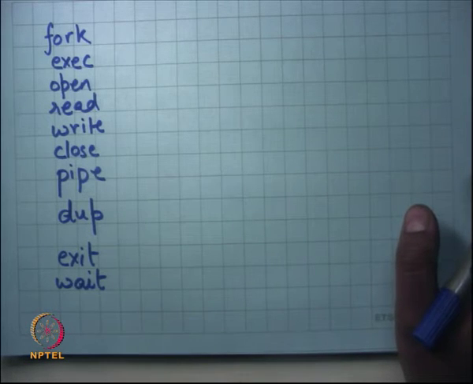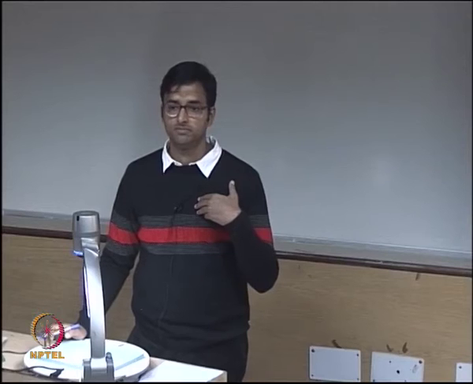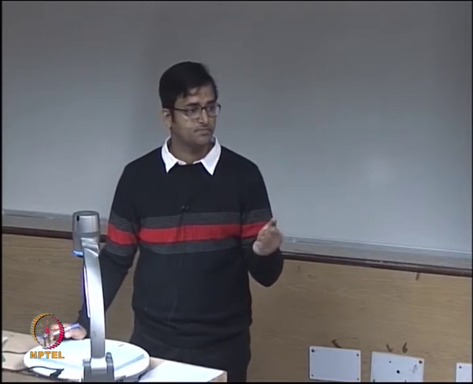Exit is a way of telling the operating system that the process has finished, and wait is a way of telling the operating system that I want one of my child processes to finish and I want to get its return value, or the exit code of the exiting process.